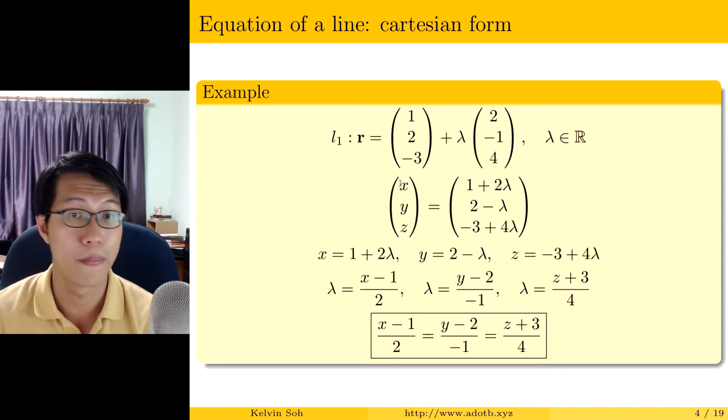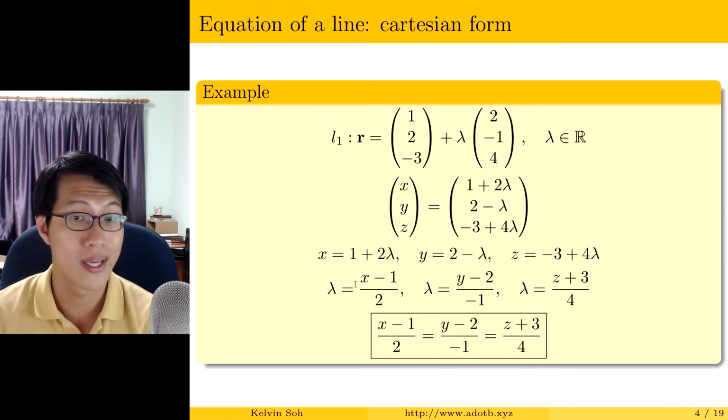So we let r be x, y, z, and we combine these two vectors to become this vector, 1 plus 2 lambda, 2 minus lambda, and minus 3 plus 4 lambda. We can equate each of the rows to get three equations. The first row, we have x equals 1 plus 2 lambda. The second row, y equals 2 minus lambda, and the third row, z equals minus 3 plus 4 lambda. Each of the equations, we can also make lambda the subject.